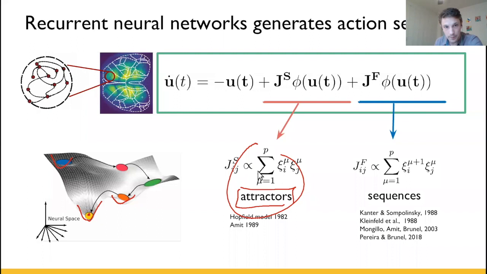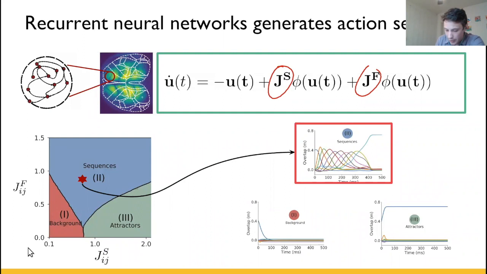On the other hand, the sequence term is to lower the energy barriers between two minima in my energy landscape, so that if I perturb my system, I will flow from one state to the next. The question is, where is the system? The system can generate, depending on the strength of one or the other term in the phase plane shown here, sequences, background, or attractors, steady states.